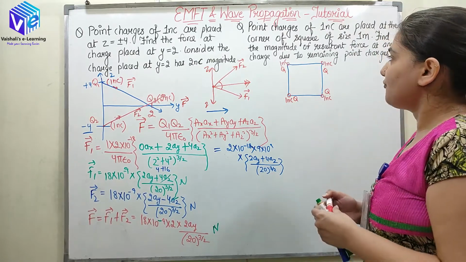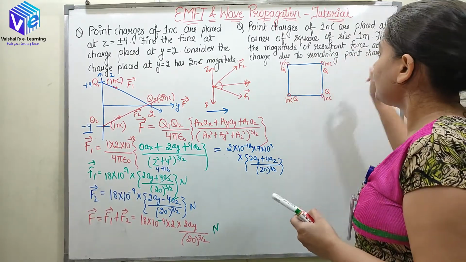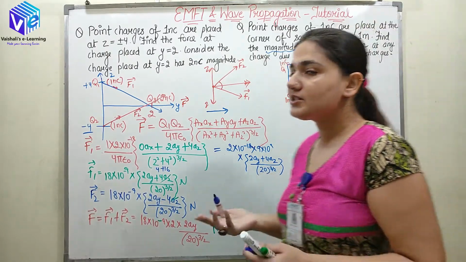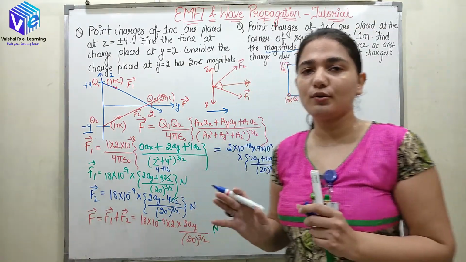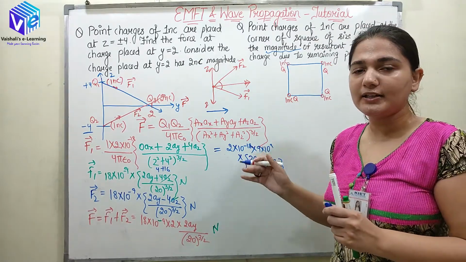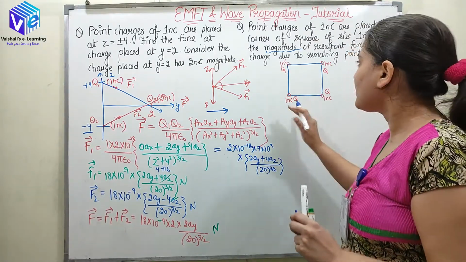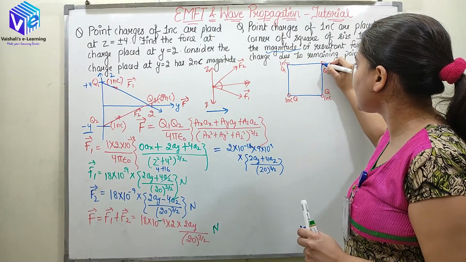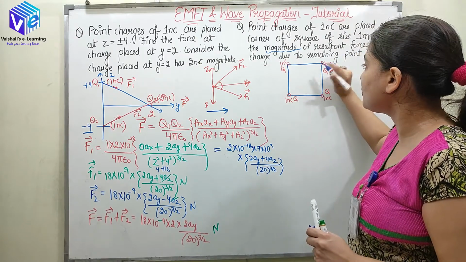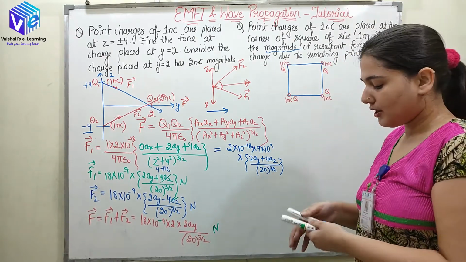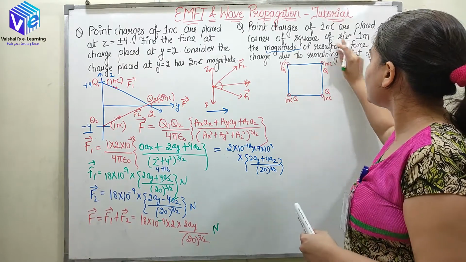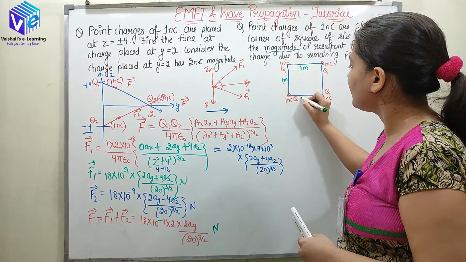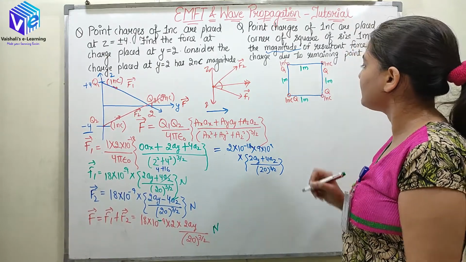So now I need to find out the magnitude of the resultant force. Here you must consider this point that I just need to find out the magnitude. So I will be just focusing upon the magnitude and leaving the directions. Let's suppose I need to find out the magnitude of the resultant force at this charge. So I know the size of the side: it is 1 meter, 1 meter, 1 meter and this is 1 meter.